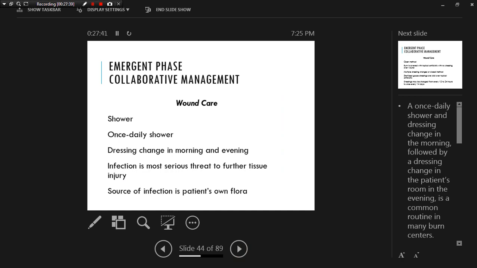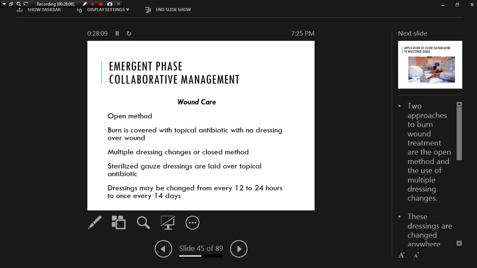All right, so these patients, usually they're going to be showering daily. Okay? They can have dressing changes twice a day, morning and evening. We know infection is the most serious threat to further tissue injury, and sometimes the source can be directly from the patient's own flora, from maybe a different location on the body, their respiratory tract, their GI, GU.